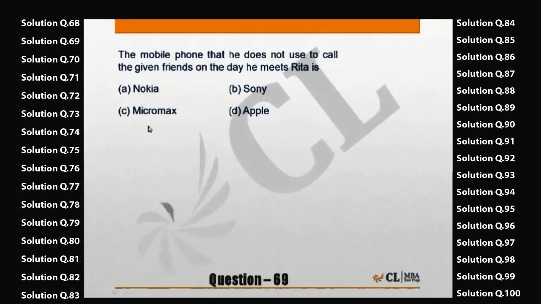Next, the mobile phone that he does not use to call the given friends on the day when he meets Rita is, he meets Rita on Tuesday. That day he is using his Sony phone, he is using his Apple phone, he is using his Nokia phone to call Jamalo, Rano and Sheila respectively. He is not using his micromax phone. Answer is option C.